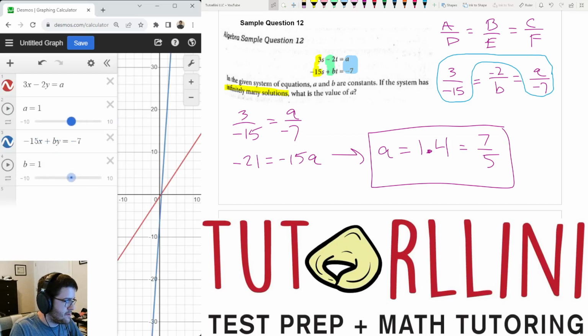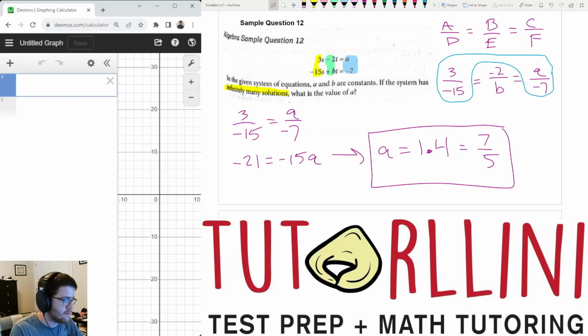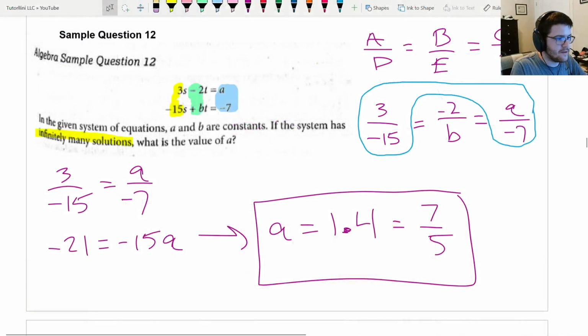And we can add sliders for both of these. And I suppose we'd have to find B as well. So A is 1.4. What would B be? Negative 2 times negative 5, 10. Great, so see how it perfectly replaces? Probably not that helpful because we would have had to find B, but it's always a good idea, if you have time, to check your answer before you move on. Great. Okay, let's come back over here. And yeah, the line being on top of it means it has infinitely many solutions.